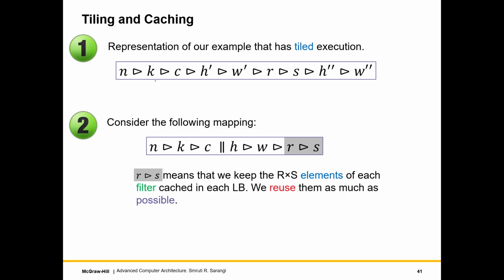is that this is capturing our order of execution. So it is basically saying that this is nkc h dash w dash rs h dash dash w dash dash, which is basically nothing but 9 loops, and the ordering of the loops is being captured with this. So we don't have to write the code or the loops or anything. This notation is good enough.